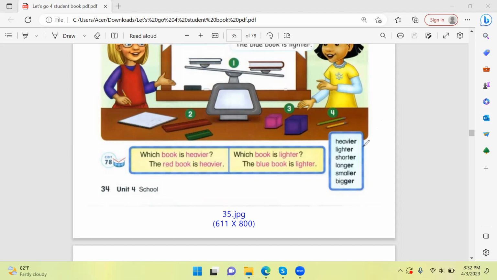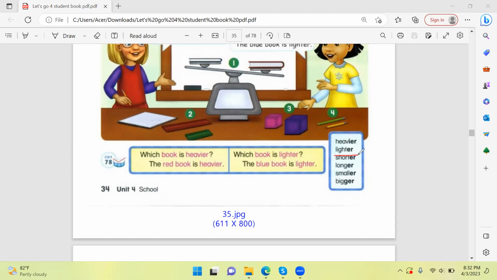So, can you please tell me an example of an object or the things that are heavier? For example, the things that you can see inside your classroom or even at your house. What are the things that are heavier? Can you please tell me? Oh, very good.